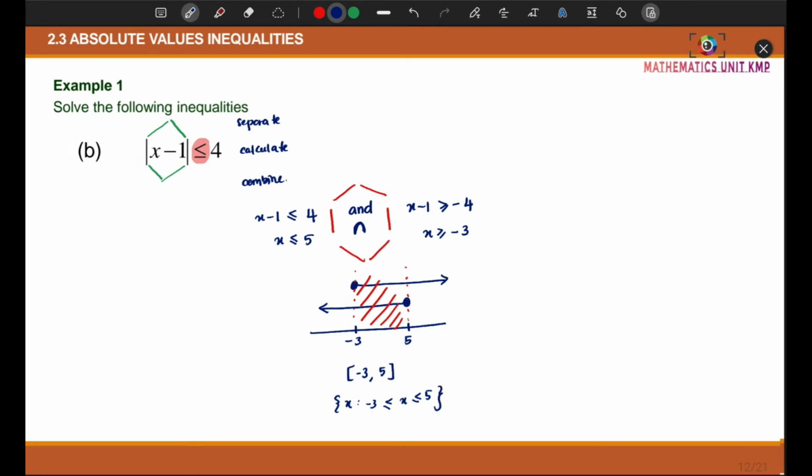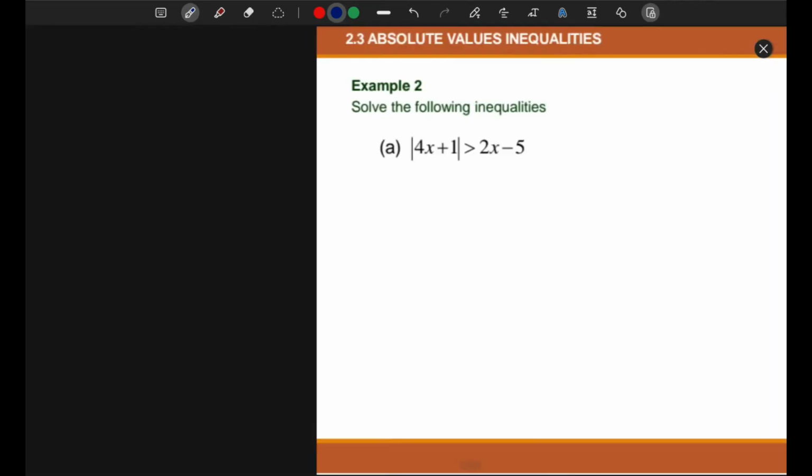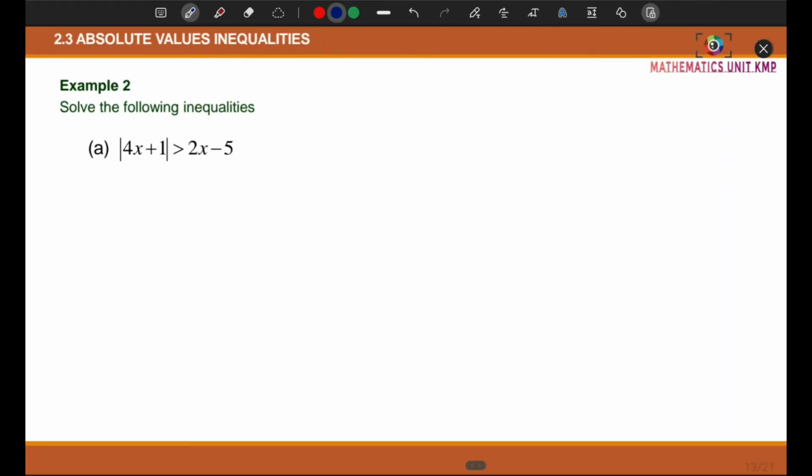Okay, next example. Solve the following inequalities. So we have absolute value of 4x plus 1 greater than 2x minus 5. So absolute value inequalities, diamond method.